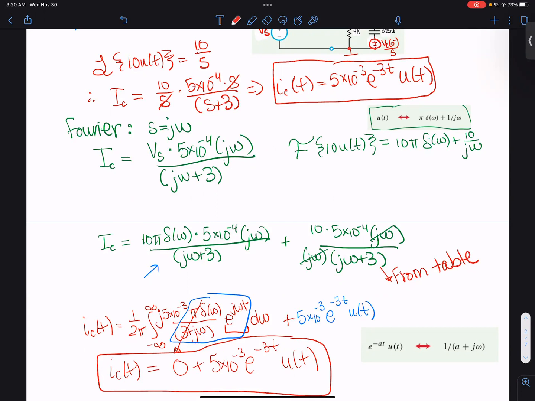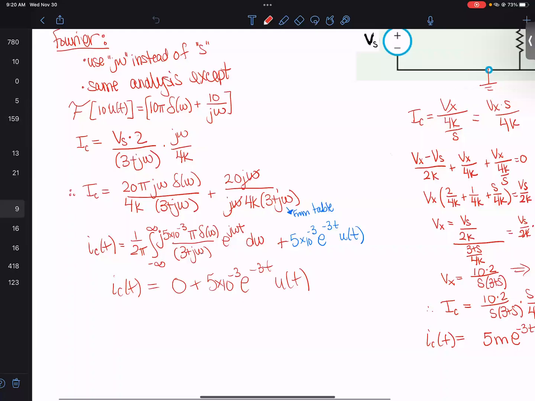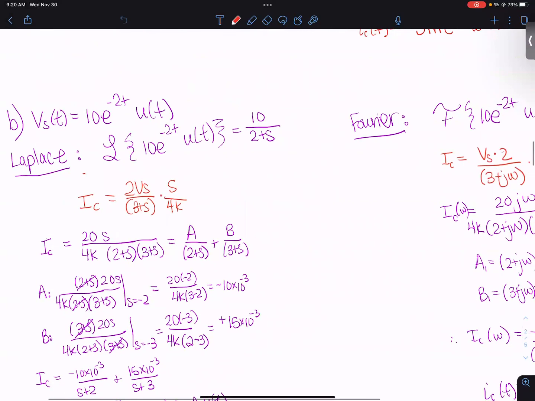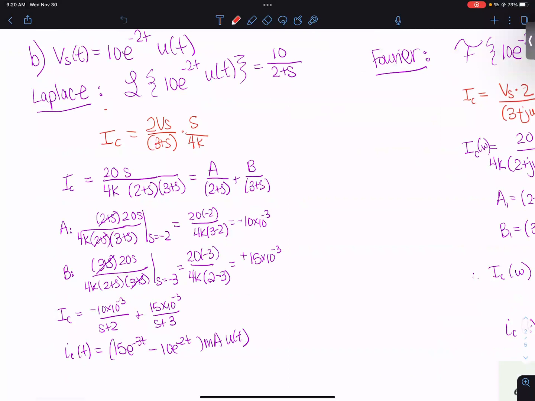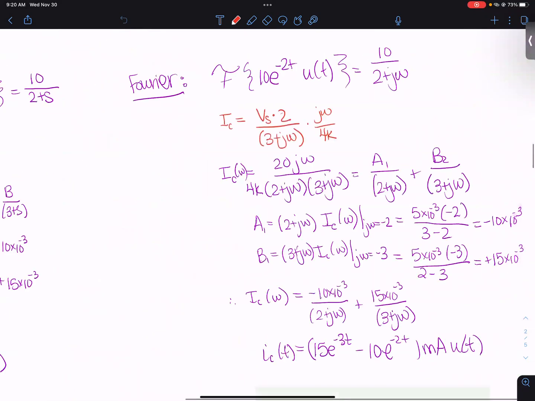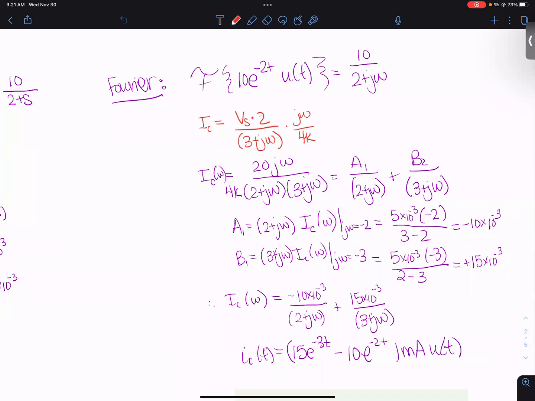I just wanted to ask, I got all the way to here. Am I tracking correctly for VS and T? So I see would be 20. Oh, this is Fourier, not Laplace. So it'd be 20 over 4K, which would be 5 times.